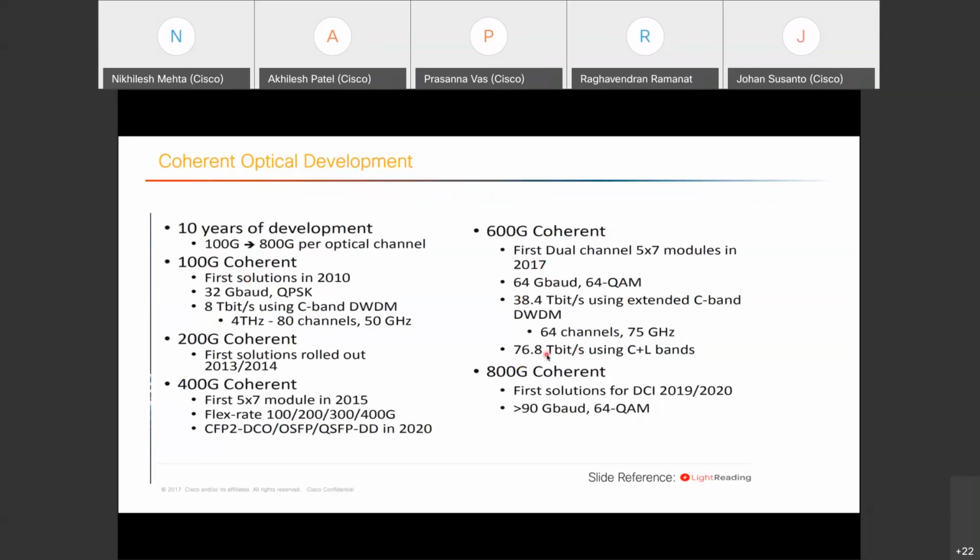And then the final one is the 800 gig coherent, which is coming in 2020, the first solution for DCI in 2019 and 20. In this, we are using 90 gigabaud with 64 QAM. And at the research level, the capacity we are able to get is even more, where they are using 128 gigabaud and higher modulation formats. So this is the total development we have had in the coherent optical field.